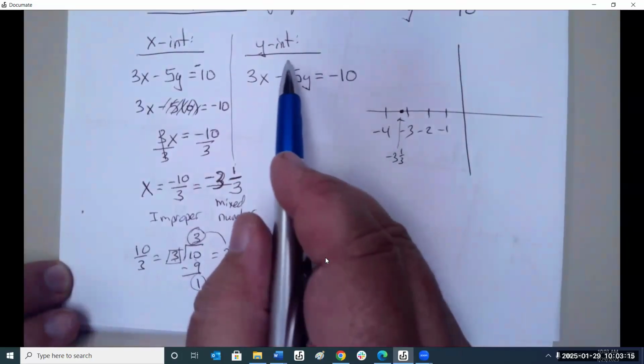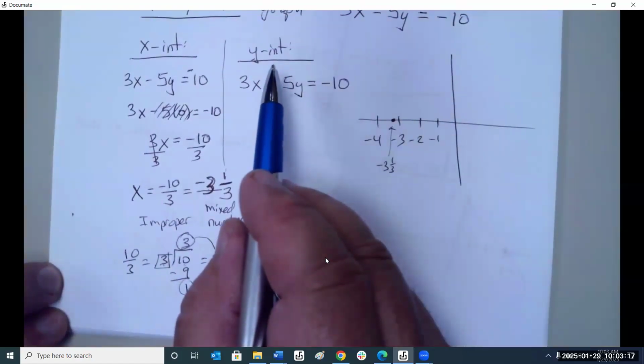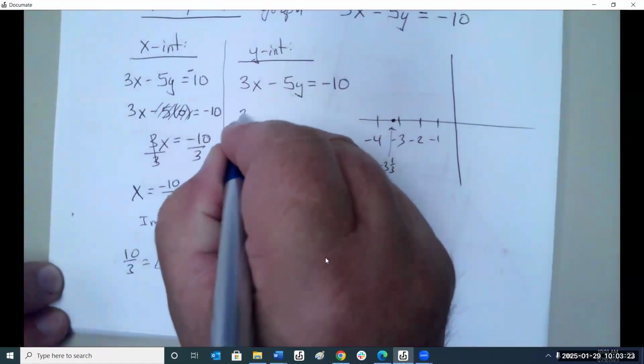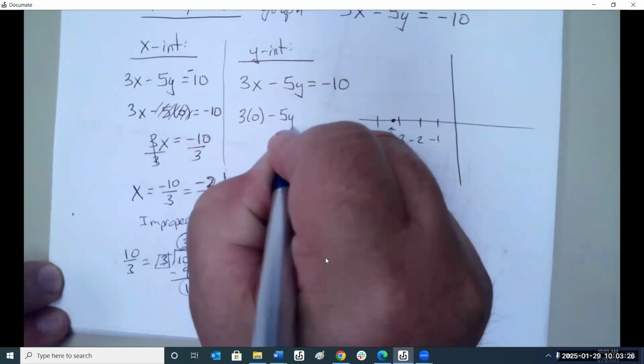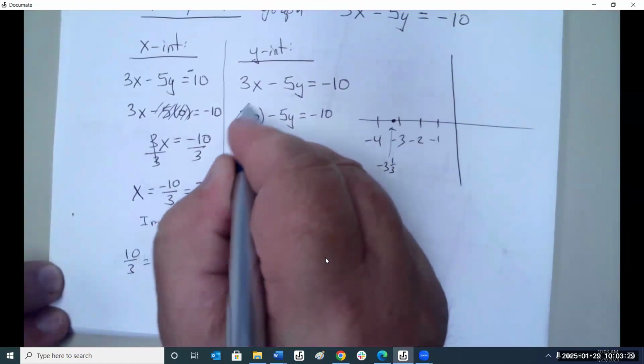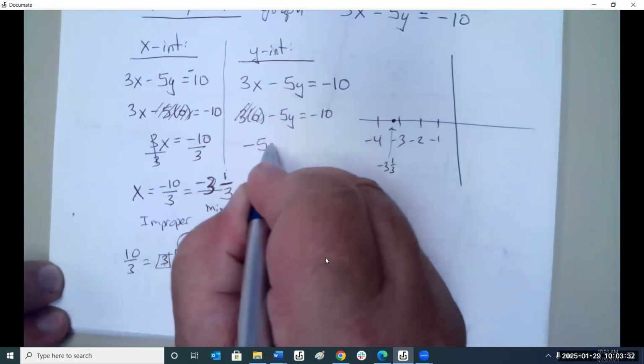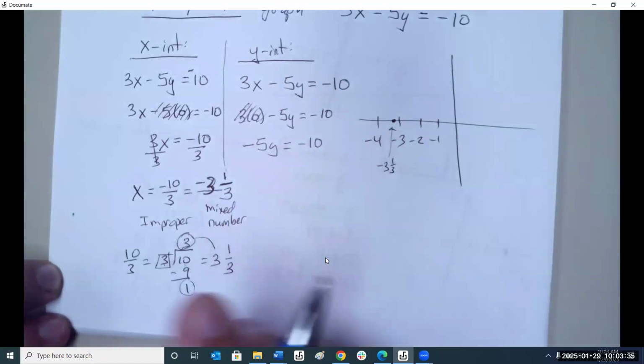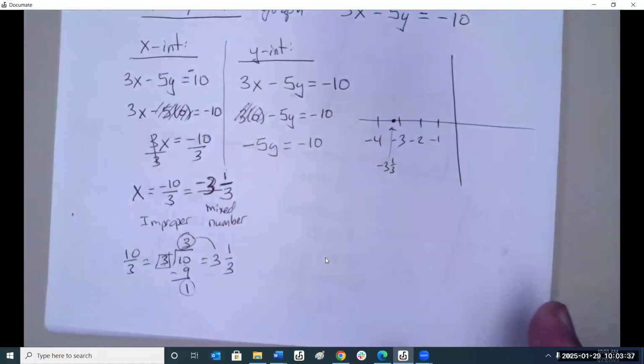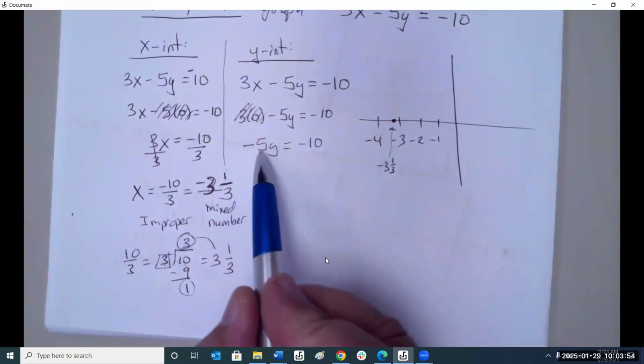How do we find the y-intercept? Set x equal to 0. So that disappears. So I have -5y equals -10. I'm going to give you some free advice here. I know what you guys would do at this stage. To get y by itself, what are you going to do? You're going to divide by what? Well, because there's a -5.